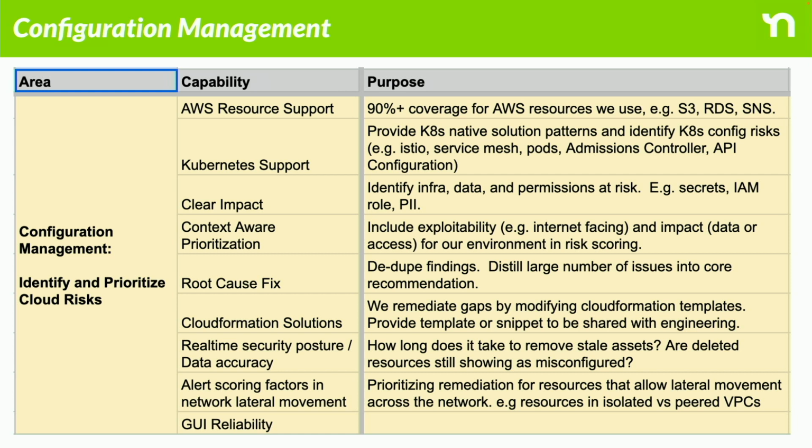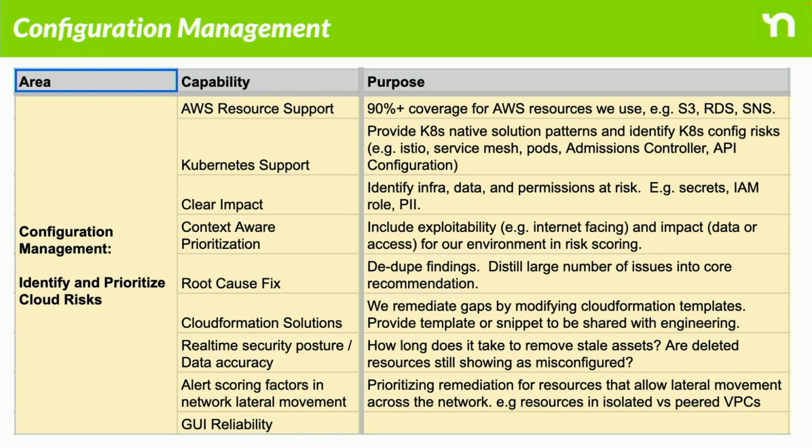Next is root cause fix. You want to dedupe the findings. Showing you 10,000 things that could all get fixed with one fix doesn't really do anything for anybody. It just creates extra noise, extra stress, and you really want to make sure that you can make the best use of everyone's time.